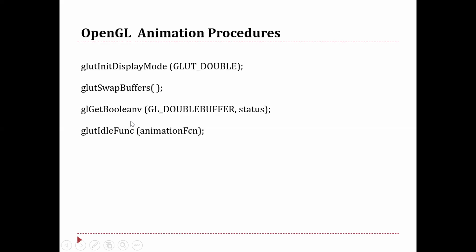Next, to determine whether double buffer operations are available on a system, we can issue the following query. Which is that query here? We say glGetBooleanv, where v stands for vector, GL_DOUBLEBUFFER, comma, status. So what are we trying to see here? We are trying to determine whether double buffering operations are available on our system or not. We are issuing a query here.